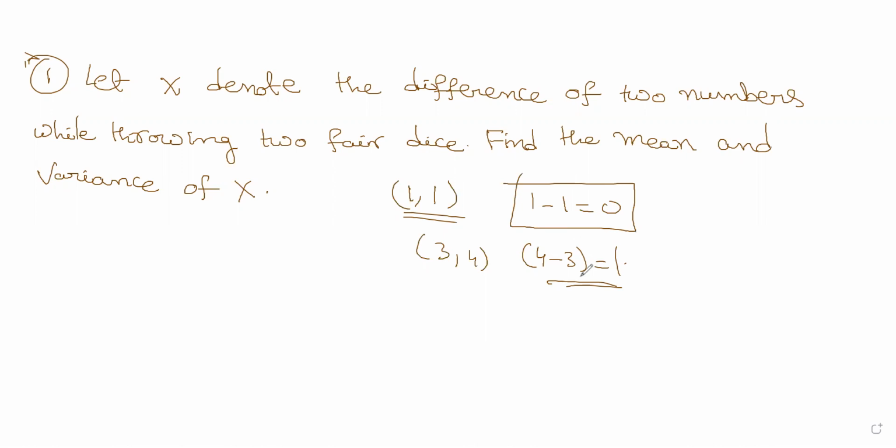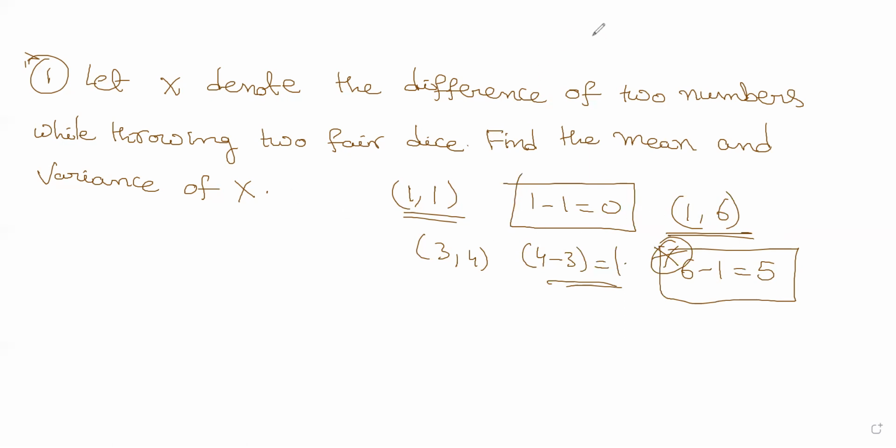No, you have maximum 1 and 6. This is the maximum difference, 6 minus 1, 5. That is the maximum difference you can have. So this is the maximum difference, and this is the minimum difference. Anything between 0 and 5 you can take.